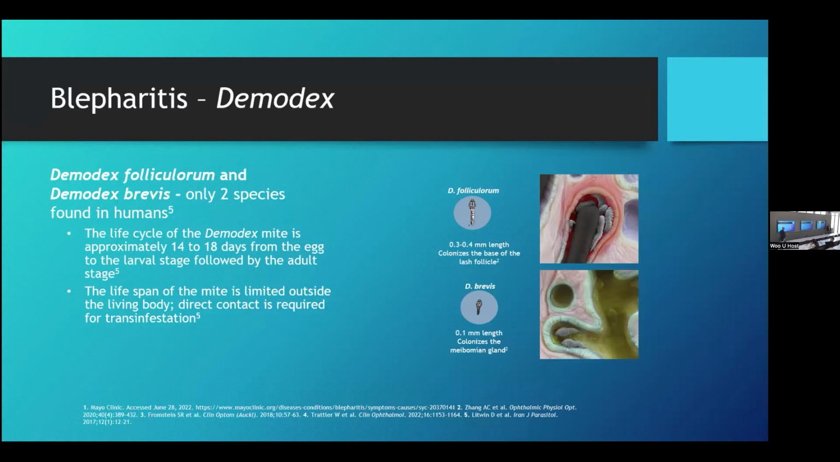The interesting thing is you can see here, their life cycle is about 3 weeks, give or take. There are two different kinds. The folliculorum is the larger one, and the smaller one is the brevis, which is believed to be in sebaceous glands, meibomian glands. But now take this into account: they're 8-legged little creatures.